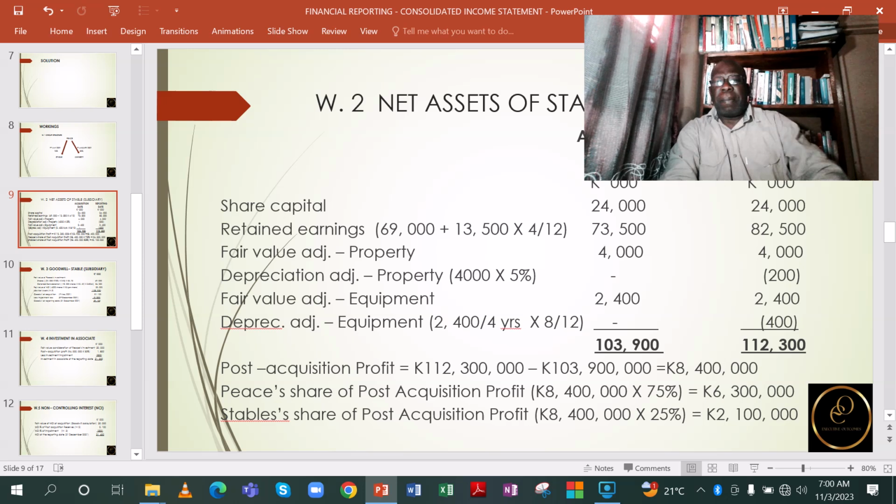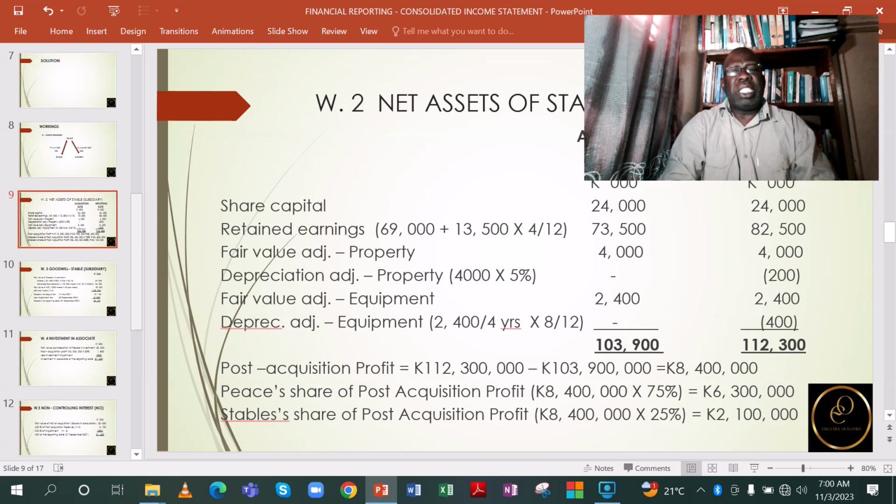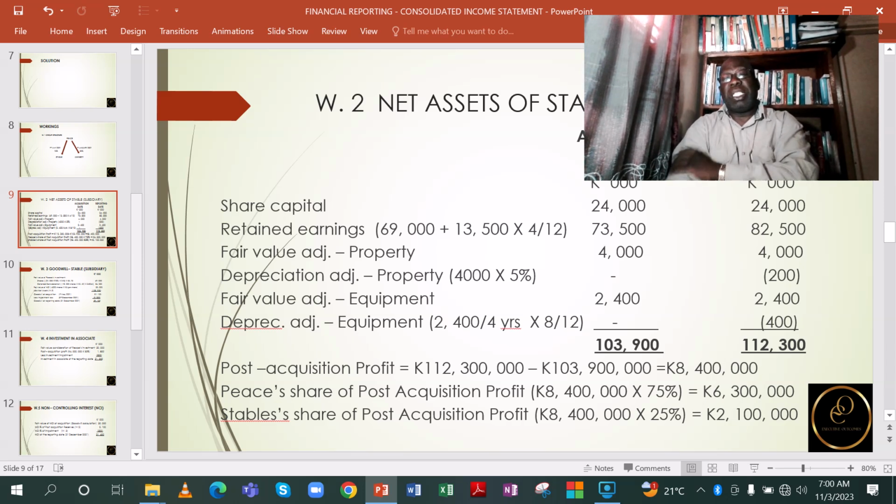Now, you should pause a moment and look at when we made this acquisition. It was 4 months into 2021. So that means Stable was a part of the group, Stable as a subsidiary in the year 2021, for 8 months only. Because of that, we are going to look at the depreciation and claim the proportion of depreciation for when Stable was part of the group, which is 8 over 12.